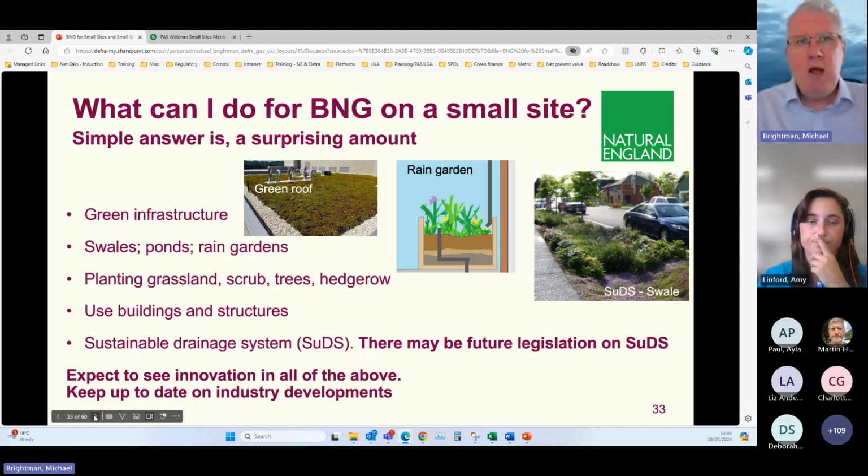I'm not aware of the priorities for that or any timeline for our new government, but it may well be that we will see future legislation on sustainable drainage systems, and therefore you may want to make that information available to developers and discuss with them the provision of SuDS on any small site. I think we'll see innovation in all of the above over time, so it would make sense for local planning authorities to keep up to date on industry developments and provision of biodiversity units on site.